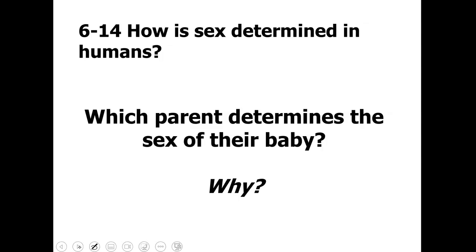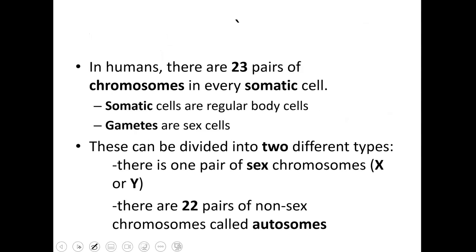Well, when you look, females, or the egg, can only have an X chromosome. Males, however, can have an X or a Y sperm. So, who determines the sex of the baby? That will be the father, because he can give that X or that Y chromosome to the egg. And when they come together, that will create either a male or a female.